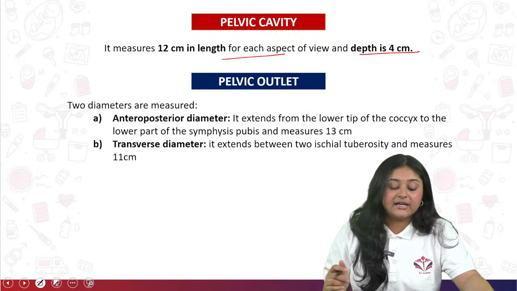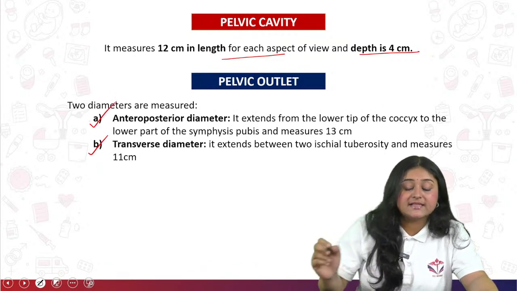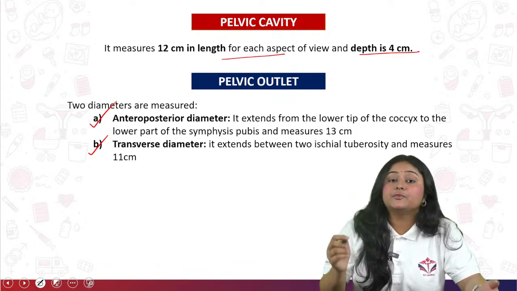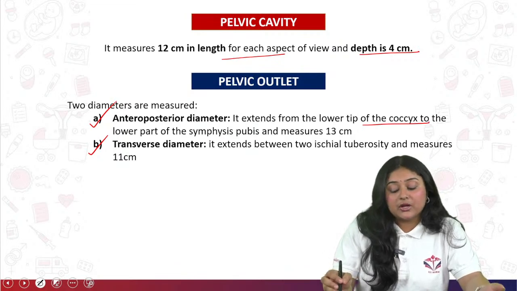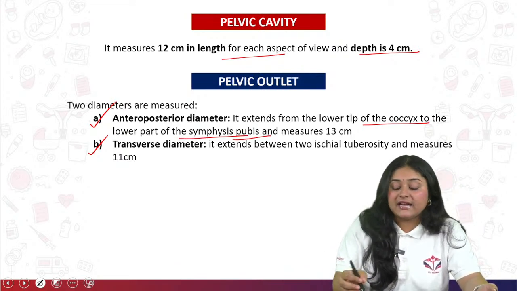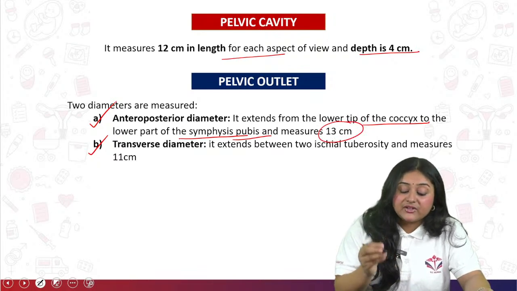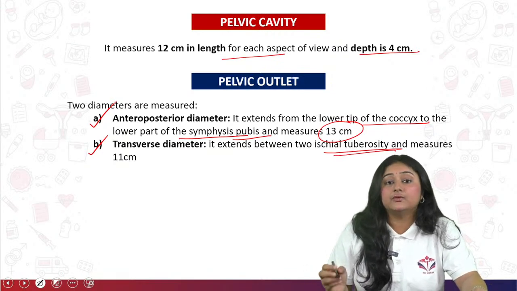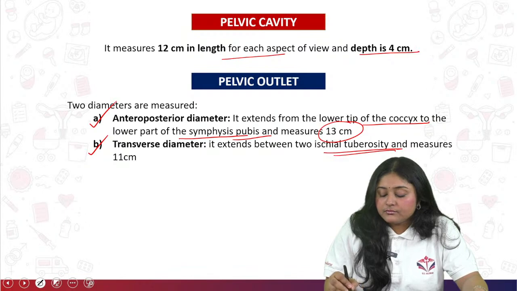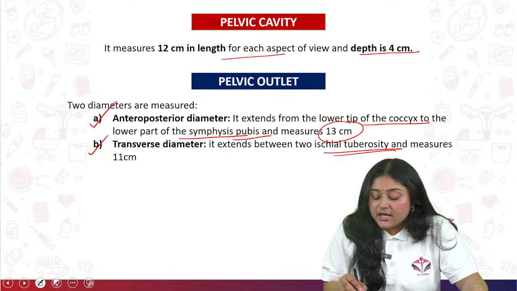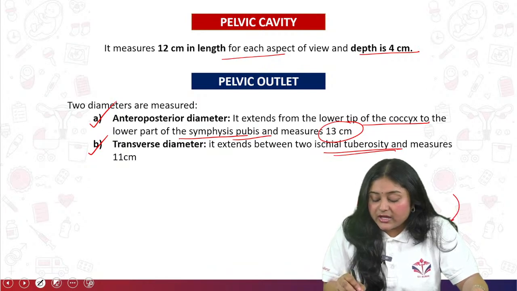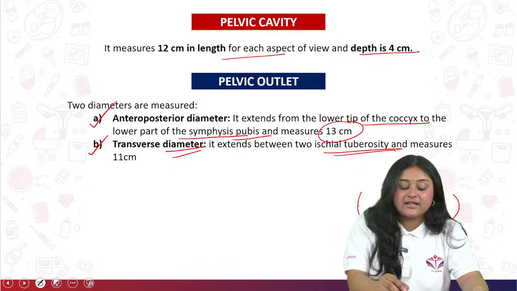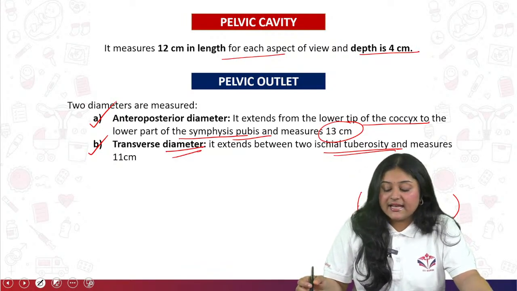In the pelvic outlet there are two diameters. First is the anterior posterior and second is the transverse diameter. The anterior posterior extends from the lower tip of the coccyx to the lower part of the symphysis pubis, and its measurement is 13 centimeters. And the transverse diameter, which is present between the two ischial tuberosities, measures around 11 centimeters. This part is called the inferior ramus, the part of the ischium. This part is called the ischial tuberosity. In between the ischial tuberosities the diameter is present, so that is called the transverse diameter, and the measurement is 11 centimeters.